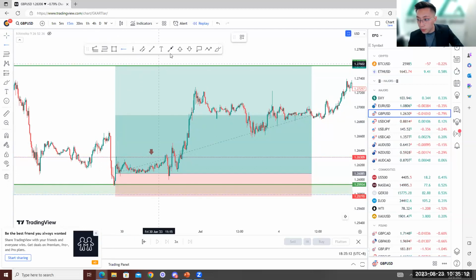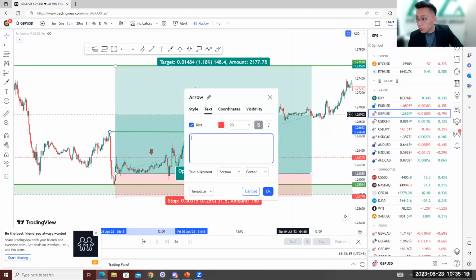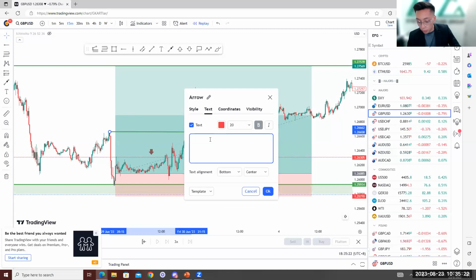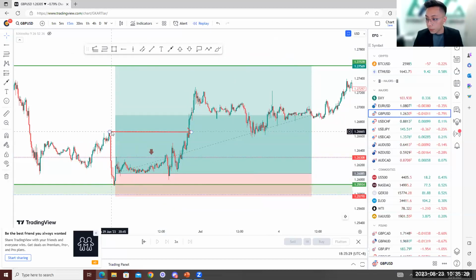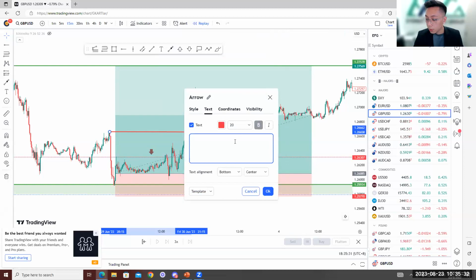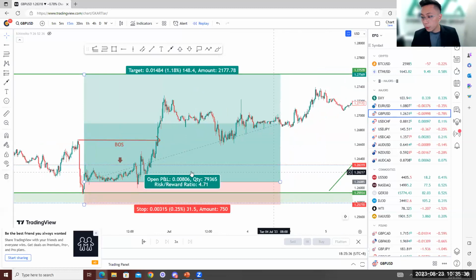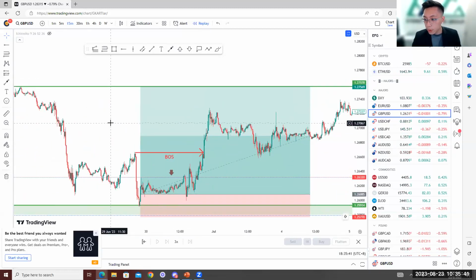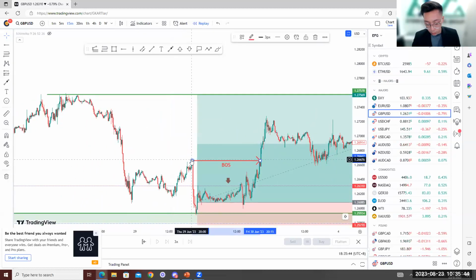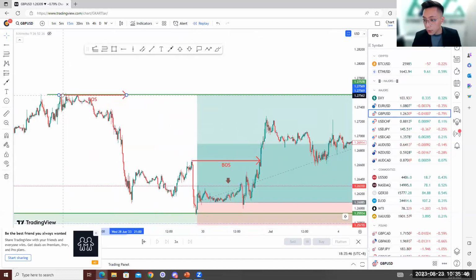Okay, so once this area has been taken out, once we have this break of structure over here, okay, so we have a BOS right here. Okay, so our next target is definitely this level over here.